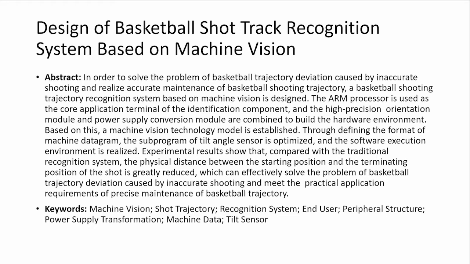Experimental results show that compared with the traditional recognition system, the physical distance between the starting position and the termination position of the chute is greatly reduced, which can effectively solve the problem of basketball trajectory deviation caused by inaccurate shooting and meet the practical application requirements of maintenance of basketball trajectory.